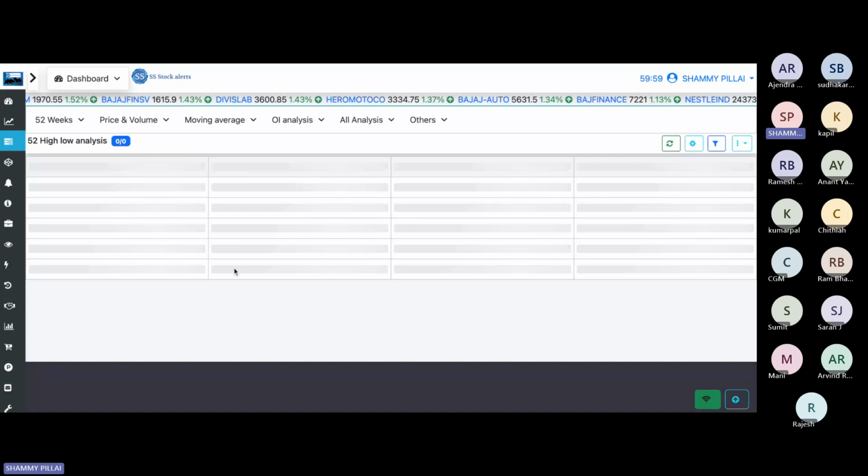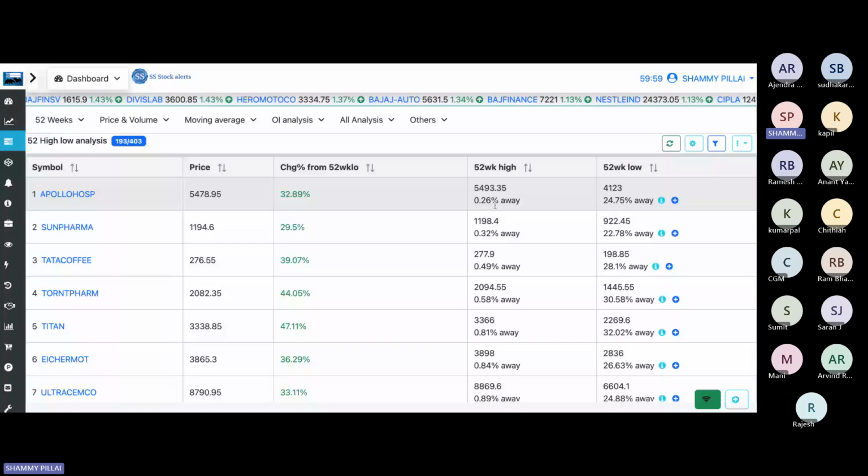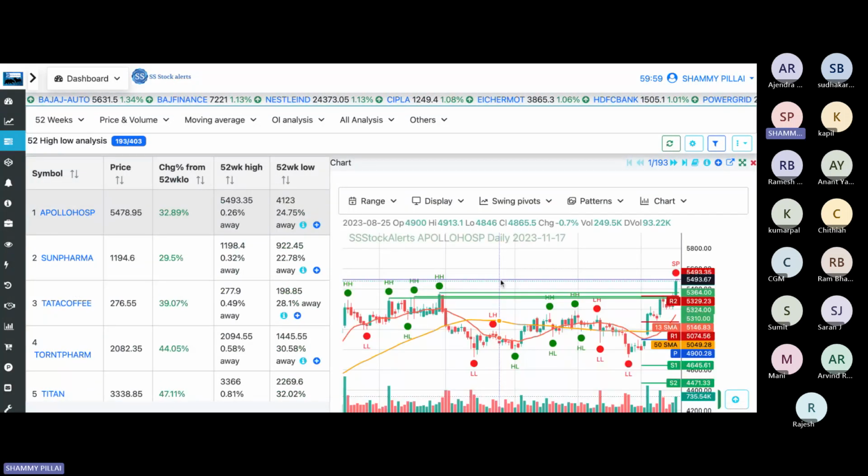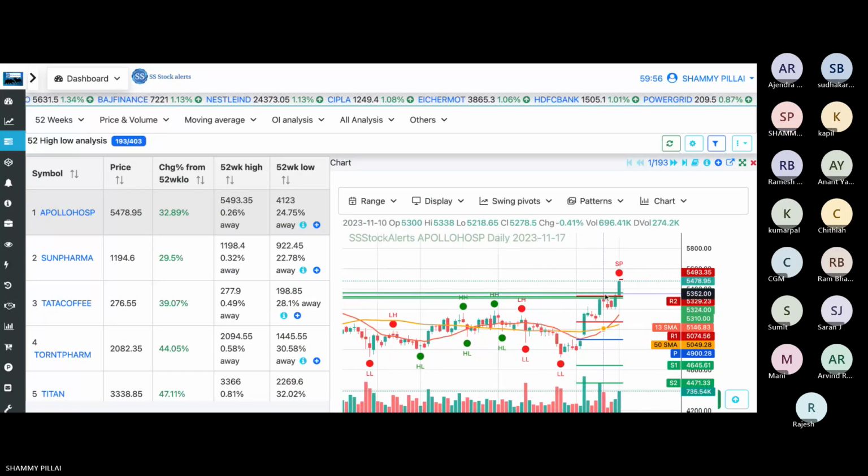This is very effective when you want to know that 4 to 5 points are left, which is 0.26%, like Apollo Hospital. The price is 5478. Now the 52-week high is 5493. So it is just 0.26% away. Once you go into this less than 1% scan, you will come to know the breakouts.